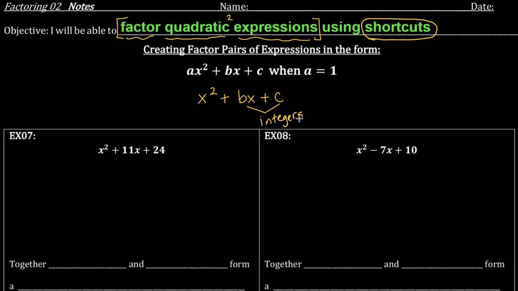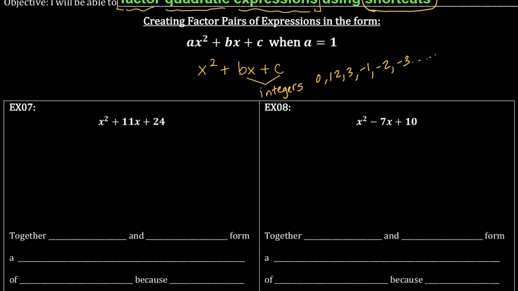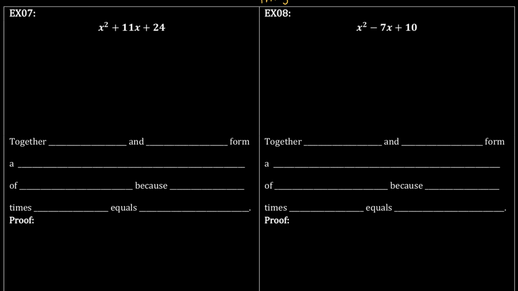Integer. So like 0, 1, 2, 3, and negative 1, negative 2, negative 3, and so on and so forth, right? But it's just going to be easier to show you. So this will only work when this is 1 right here. You see how it's 1x squared. So what you do is you go to factor, you look for a c. Remember, a's right here, b's right here, c's right here.